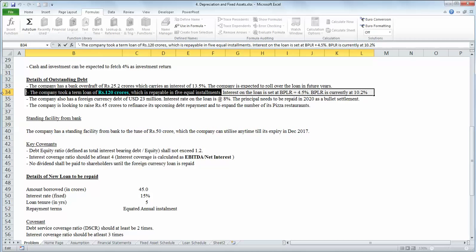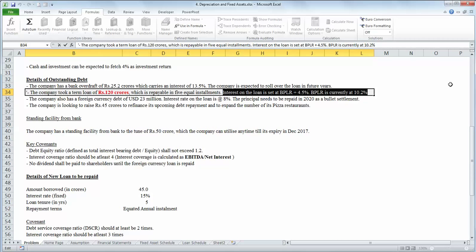Next, what we have is a term loan which is repayable in 5 equal installments, and moreover it has an interest which is dependent on the bank's prime lending rate or LIBOR. We would call these the floating rate loans. LIBOR is the benchmark in the Western world. In India, it is the BPLR, what we call it.